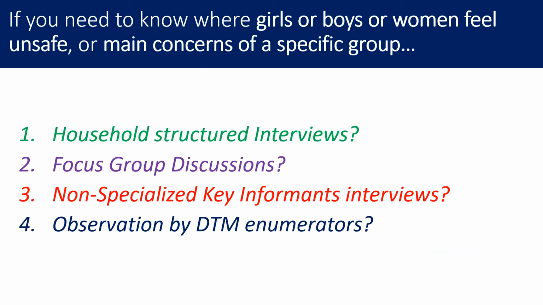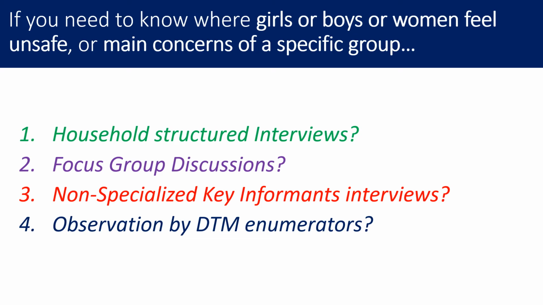Let's give an example. What would you use if you needed to know locations where girls or boys or women feel unsafe, or main concerns of a specific group? Can you collect it through asking 3 non-specialist key informants per location? Will a man be able to tell you where girls or women feel unsafe? Would a member of the ethnic majority be able to tell you about the concerns and difficulties of the minority group? Would the observation by our enumerators, who are in the location for a limited amount of time, be able to provide the same information?